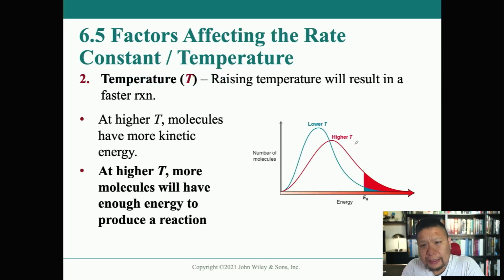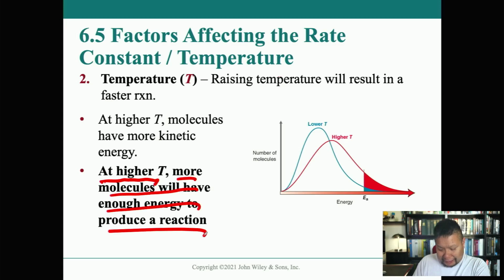All right, another thing that can affect the rate, which I said before, temperature. Raising the temperature will result in a faster reaction. At higher temperatures, molecules will have more kinetic energy, which makes sense because you're throwing heat in there. It's getting hotter in there, they're just bumping around. And what is kinetic energy? The energy involved in movement. So at higher temperature, more molecules will have enough energy to produce a reaction.